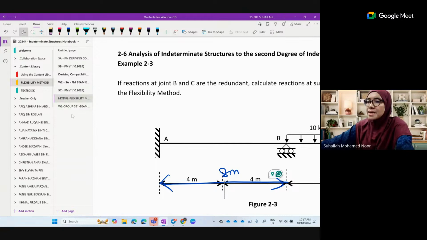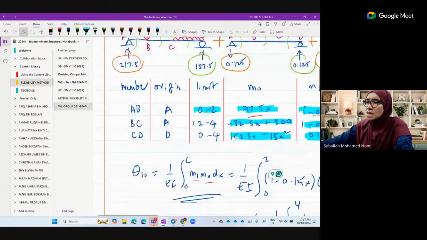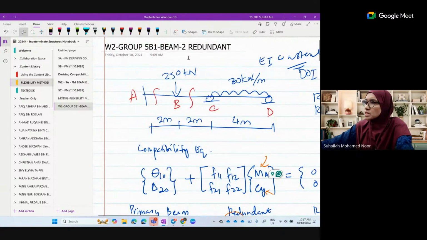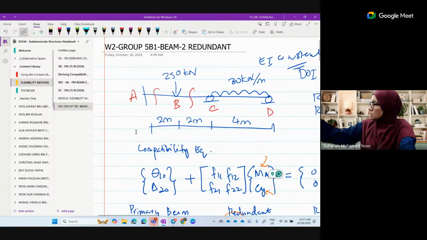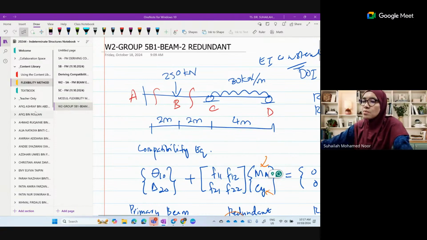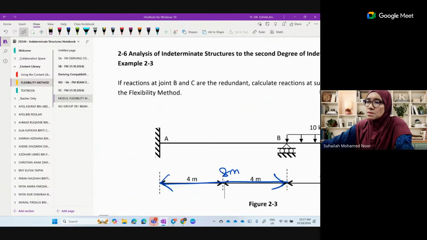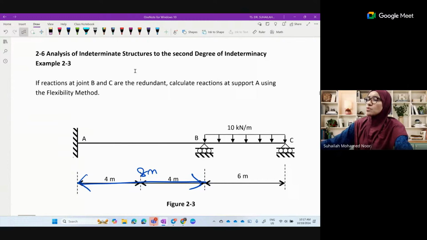For group B1, we have discussed one question. In the second 1 hour, we will do another question under the content library: two redundant.